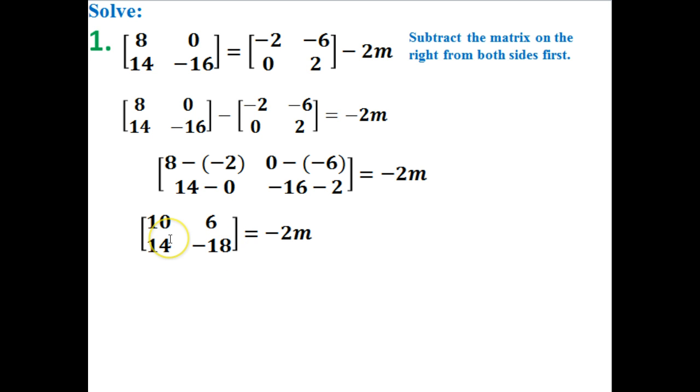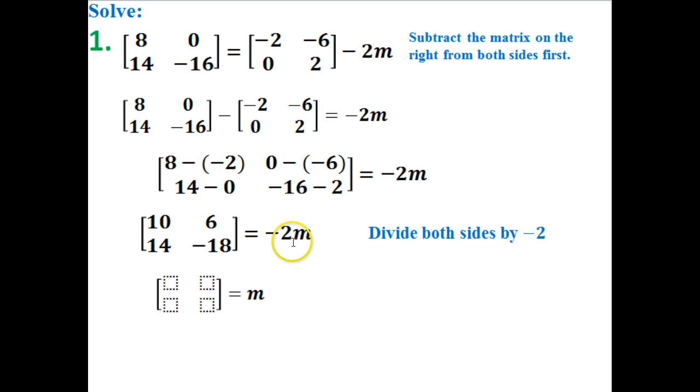Now I've reduced this. I've got negative 2 times m is equal to all of this. So in order to find out what my value of m is, I have to divide both sides by negative 2. So I'll do that next, divide both sides by negative 2. Essentially, I'm going to divide each of these components by negative 2, and then I'm just going to rewrite what their answers are here.